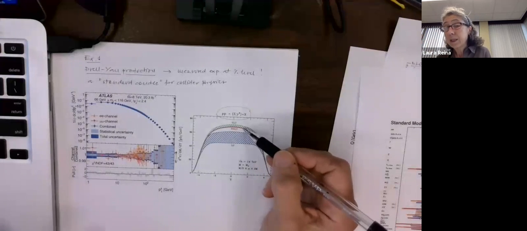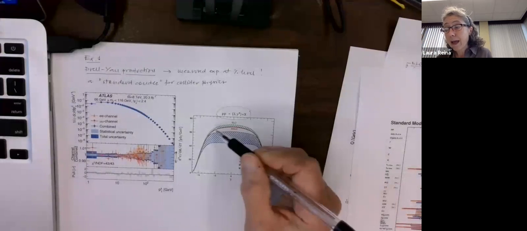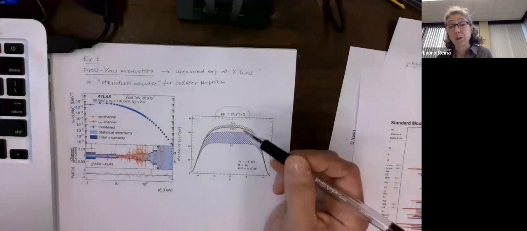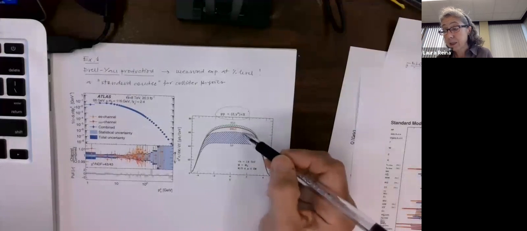And indeed, you see that when you add the next order, which is the red line that you see here, indeed it is a band that is obtained again by varying the normalization and factorization scale.